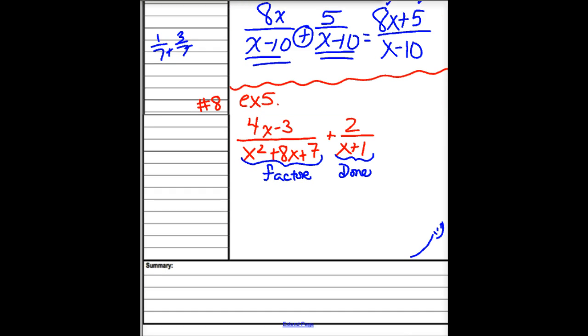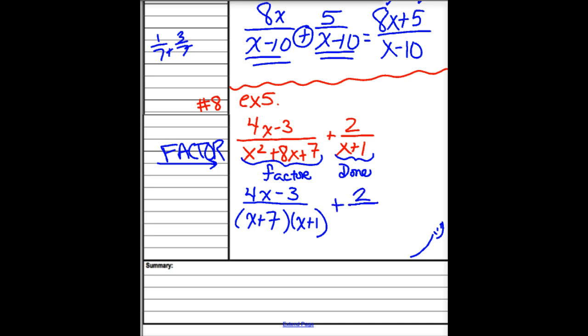So going on the bottom of that, what multiplies to equal 7 that adds up to 8? And obviously 7 and 1 should pop into your head. So here, I'm just going to rewrite it in factored form. So the bottom will be x plus 7 times x plus 1 plus 2 over x plus 1.